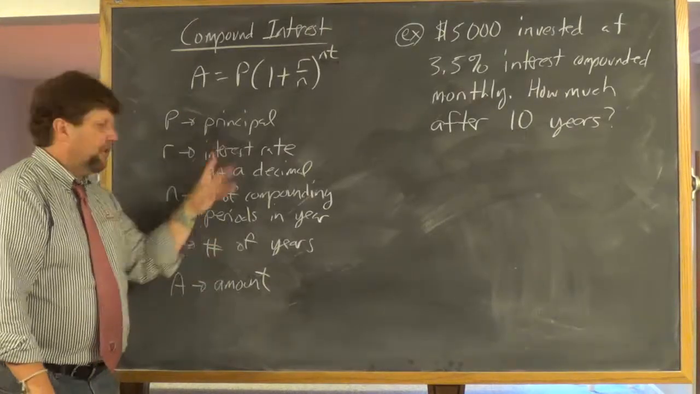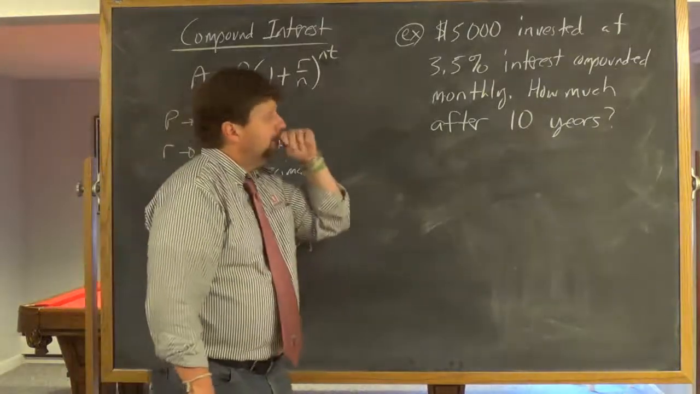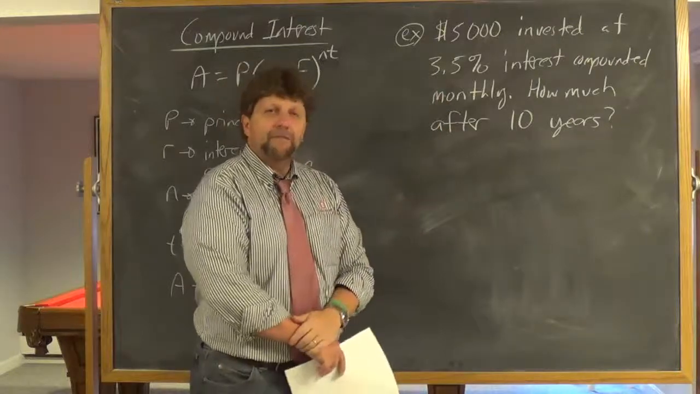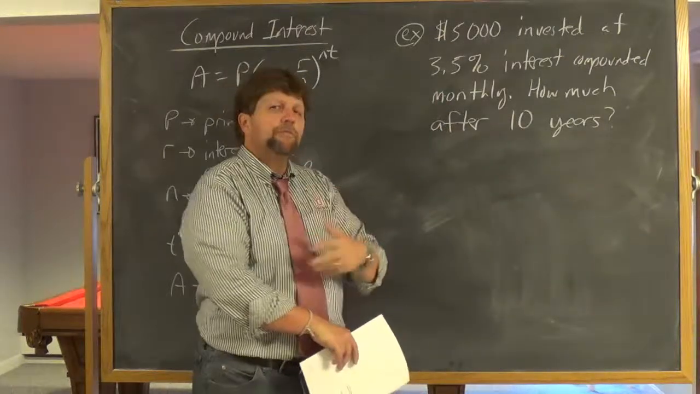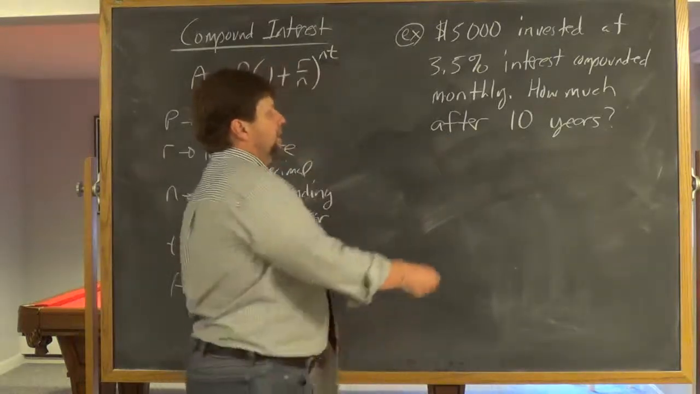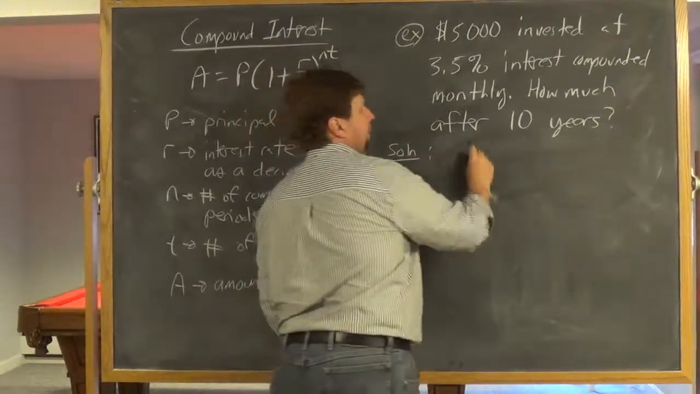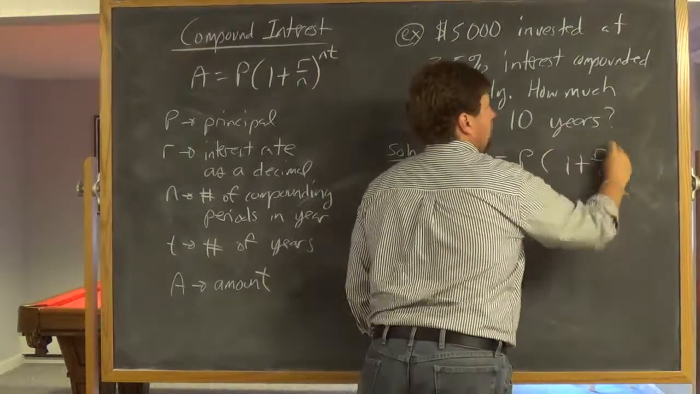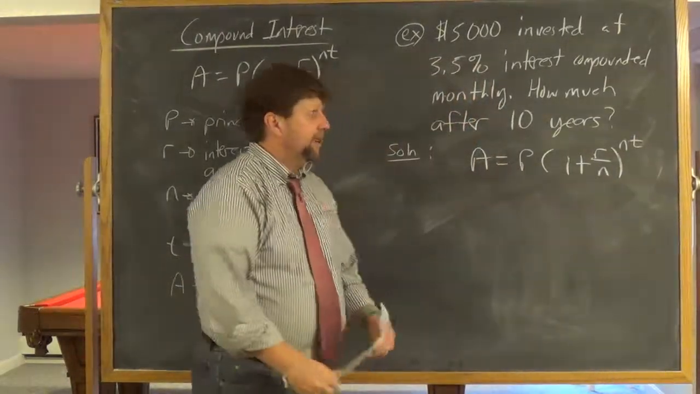Let's kind of put all this into context with this example. Let's say you have $5,000 and it's invested at 3.5% interest compounded monthly. How much would be in your account after 10 years? Well, this is a classic compound interest formula problem. I encourage you for any of these to just write down your compound interest formula, because you write it down a few times, you tend to remember it.